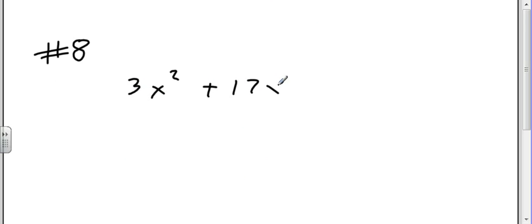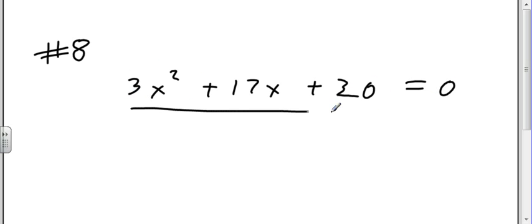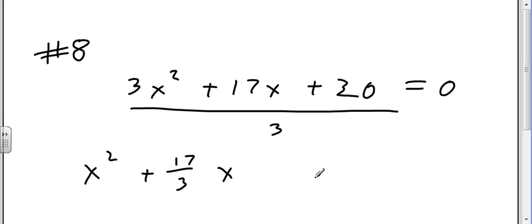Let's look at 8. That looks hard enough. That looks worthy of an instructor anyway. 3x squared plus 17x plus 20 is 0. Did I get a 4.0 for writing the problem down right? Okay, so we want the coefficient in front of the x squared term to be a 1. So we're going to divide everything by 3. x squared plus 17 over 3 x is equal to minus 20 over 3.